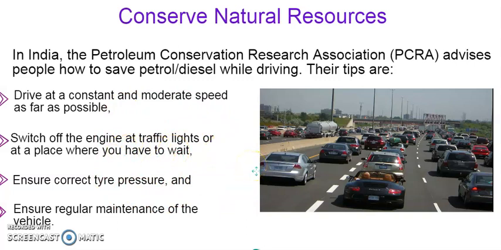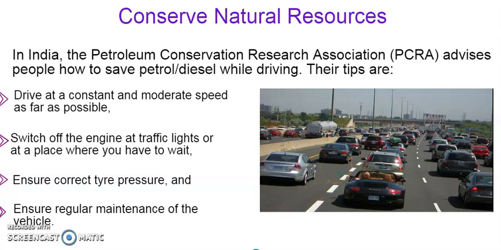You should always drive at a constant speed, and if the traffic light shows a red light, you should switch off your engine and wait, and whenever the light changes to green, start it again. Also you should check your tire pressure and do regular maintenance of the car or the vehicle, whatever you're using. You should check whether all the parts are right or whether everything is good or not.